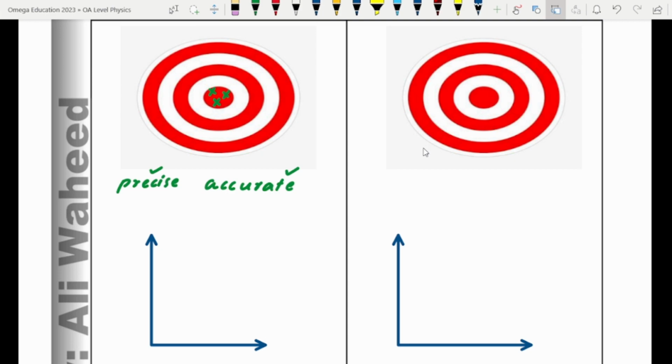For the second one, let's draw a situation in which the readings are accurate but not precise. So for example, the first reading lies over here, the second reading over here, the third reading over here. Now these readings are within the range of the true value, but they are not very close to one another, at least compared to the first case. So the readings are accurate since they are close to the true value, but they are not close to one another, so the readings are not precise.